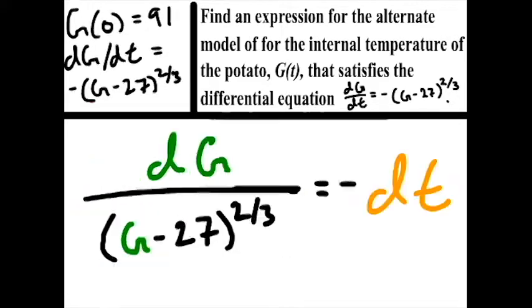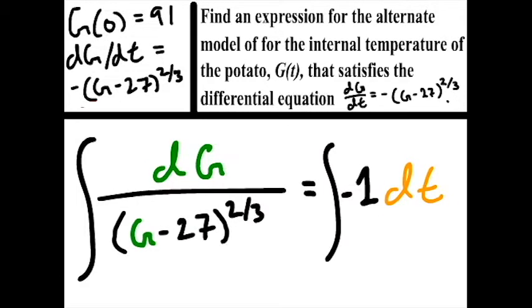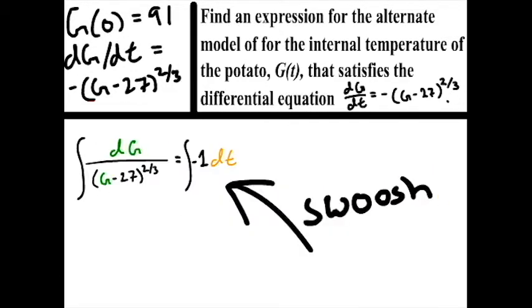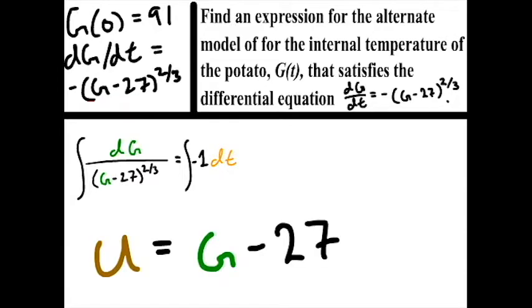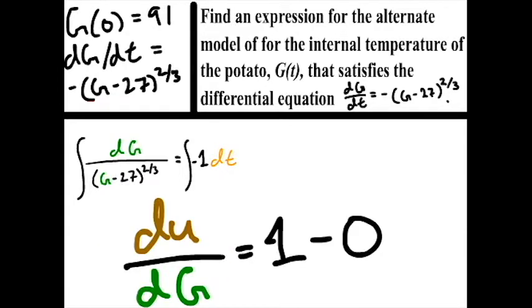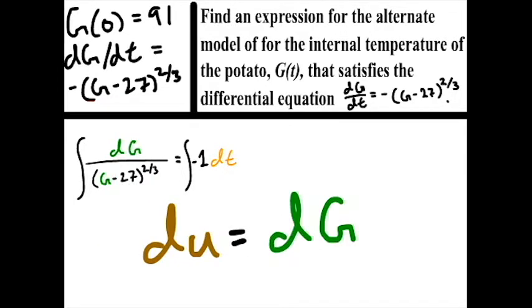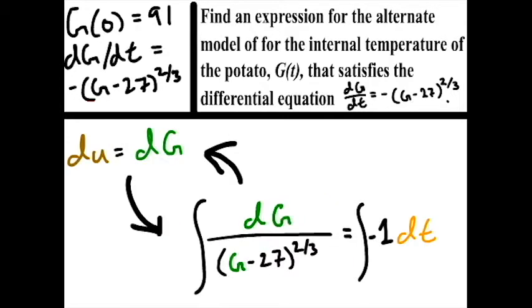Now they want us to find an expression for the alternate model of the internal temperature of the potato, g of t, that satisfies the differential equation dg/dt equals negative the cube root of (g minus 27) squared, that is, (g minus 27) to the 2/3. Once again, g of 0 is equal to 91. So what do we do here? We take our dg/dt equation, put the g's on one side, integrate both sides, and set them aside, because we're going to do some u substitutions. Just basic stuff, just du equals dg.